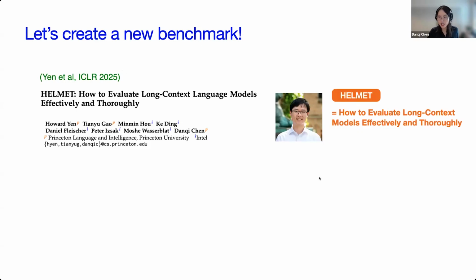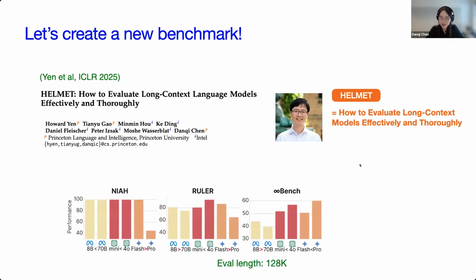Just to give you a quick idea of why we think HELMET is a better benchmark, here is a figure comparing different frontier models at 128,000 evaluation context length. Existing benchmarks such as needle in a haystack are all saturated. All the accuracies are basically 100%, except for Gemini Pro. I don't know, I think there's an artifact here. The performance is very bad. And for some other benchmarks like RULER and InfiniteBench, we found that they often produce very inconsistent trends.